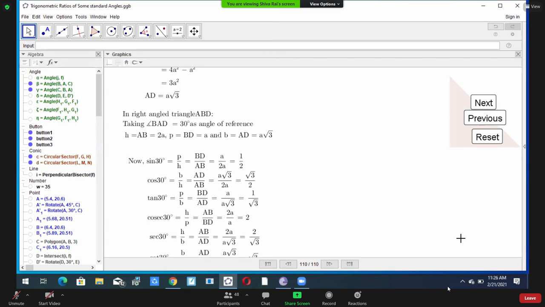Now cosec 30 degree. Cosec 30 degree equal to H upon P, just the opposite of sin 30 degree. You know, they have a reciprocal relation. Already you know.